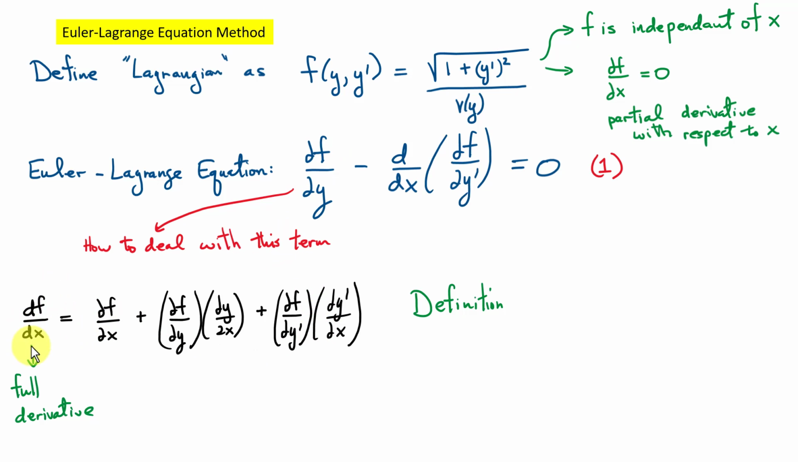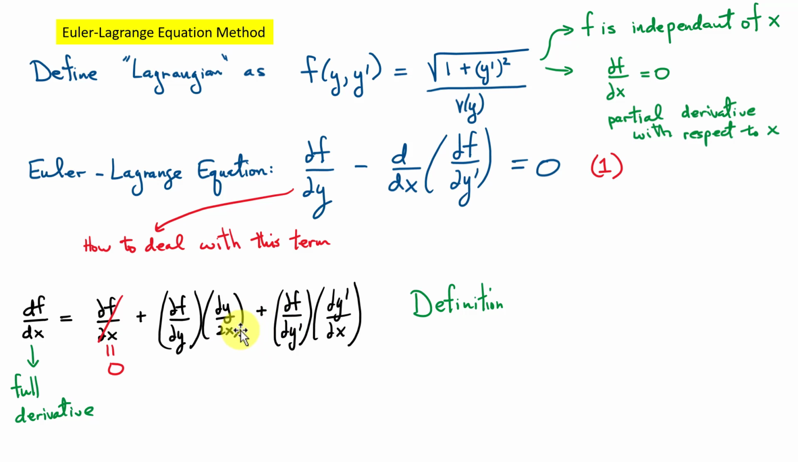So if I write this full derivative with respect to x, this is just the definition, because my function f, my Lagrangian, depends on y and y prime. If you write the full derivative, you're going to have 3 terms. However, as I've written right here in the green part, the partial of f with respect to x doesn't depend on x, so that simplifies this first term, which is kind of nice.